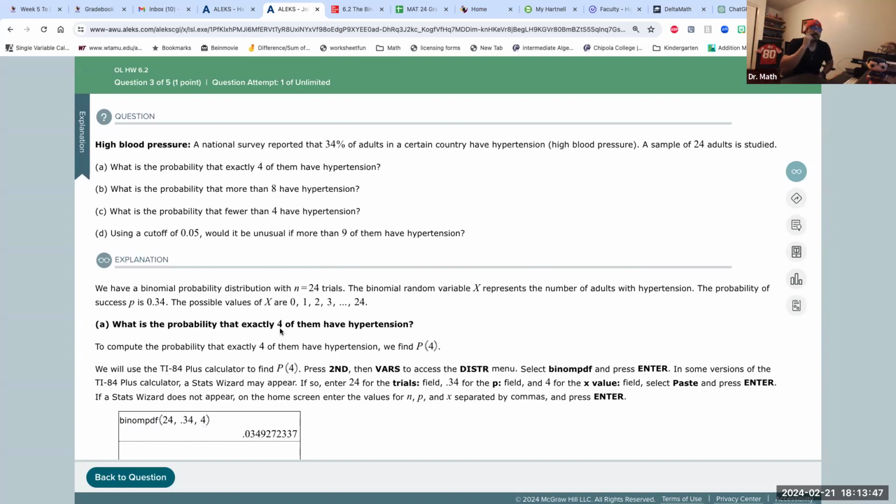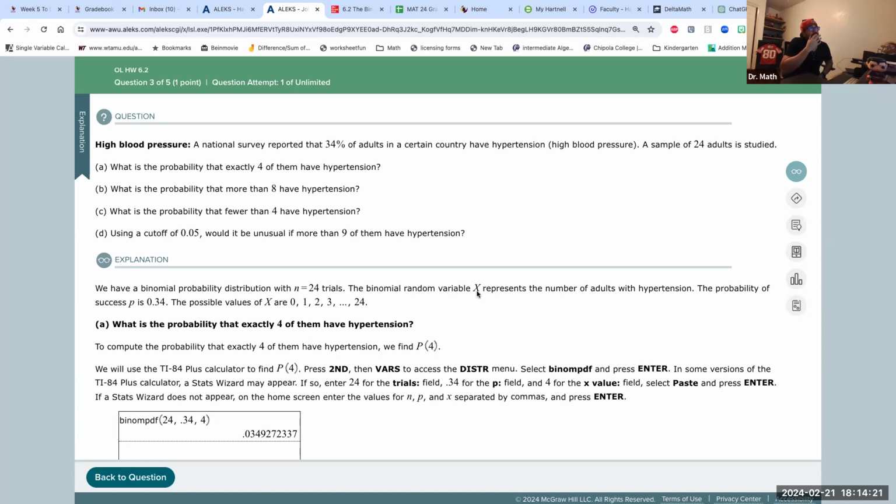We're not looking for the probability of exactly 4 or 5. We're not looking at the probability of 1 or 2 or 3, right? So here we're just focused on one X value. And so our X value in this case, what usually goes in the parentheses here, is 4. And look what it says here. The binomial random variable X, what does X represent? Well, X represents the number of adults with hypertension.